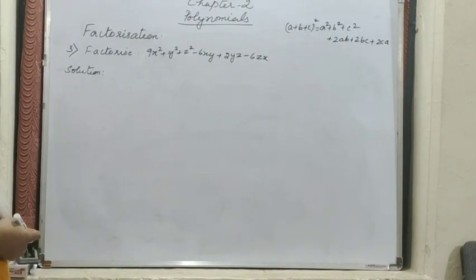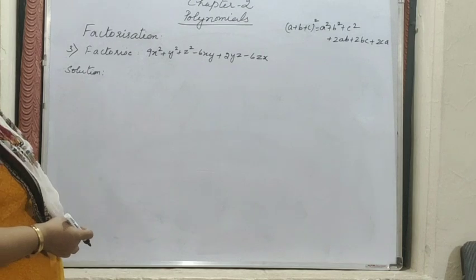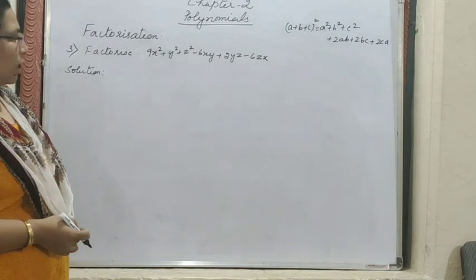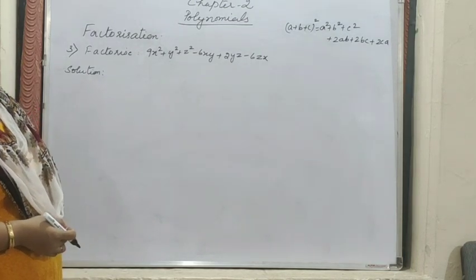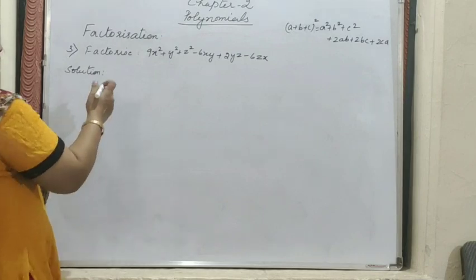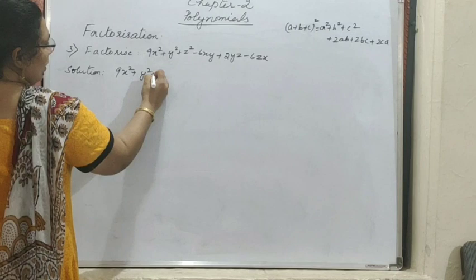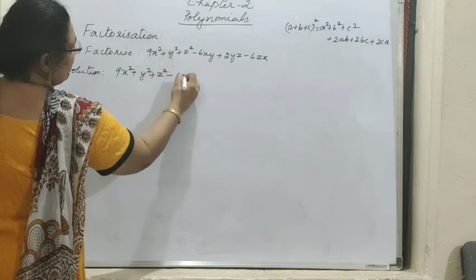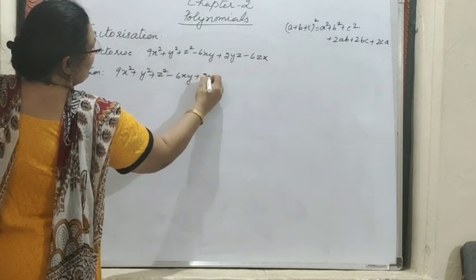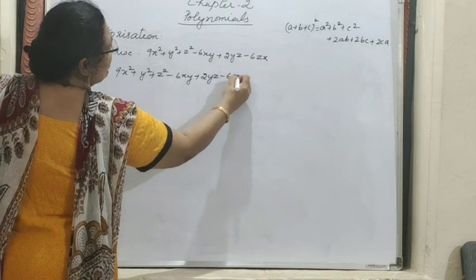Next question, factorize 9x square plus y square plus z square minus 6xy plus 2yz minus 6zx. So what we have to do here, once again the question, 9x square plus y square plus z square minus 6xy plus 2yz minus 6zx.